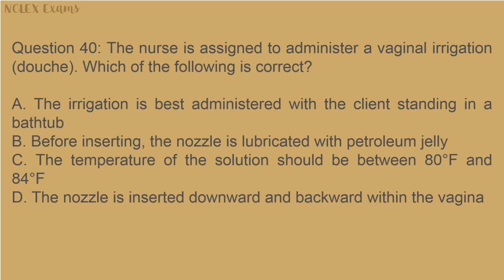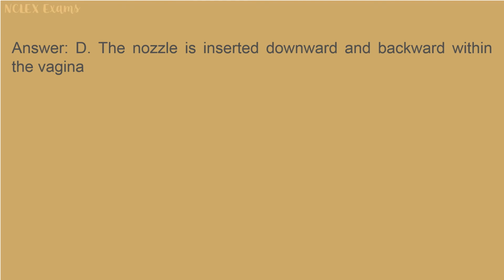A. The irrigation is best administered with the client standing in a bathtub. B. Before inserting, the nozzle is lubricated with petroleum jelly. C. The temperature of the solution should be between 80 degrees Fahrenheit and 84 degrees Fahrenheit. D. The nozzle is inserted downward and backward within the vagina. Answer: D. The nozzle is inserted downward and backward within the vagina.